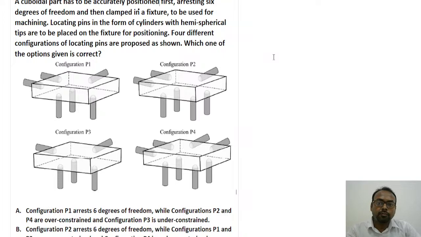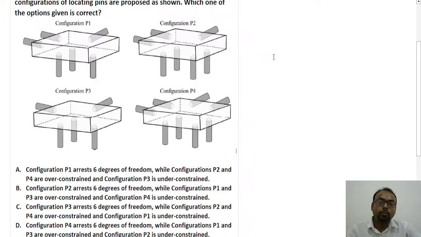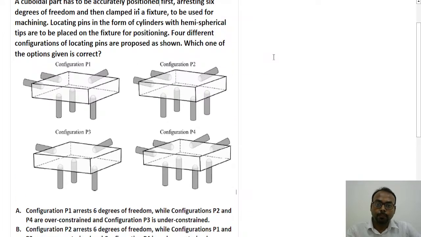In the first figure, basically three different surfaces and a total of 6 pins are there. In the second configuration, 7 pins are there. In the third configuration, a total of 5 pins are there. In the fourth configuration, a total of 8 pins are there. Out of these options, we have to decide which configuration is best for arresting all the degrees of freedom.